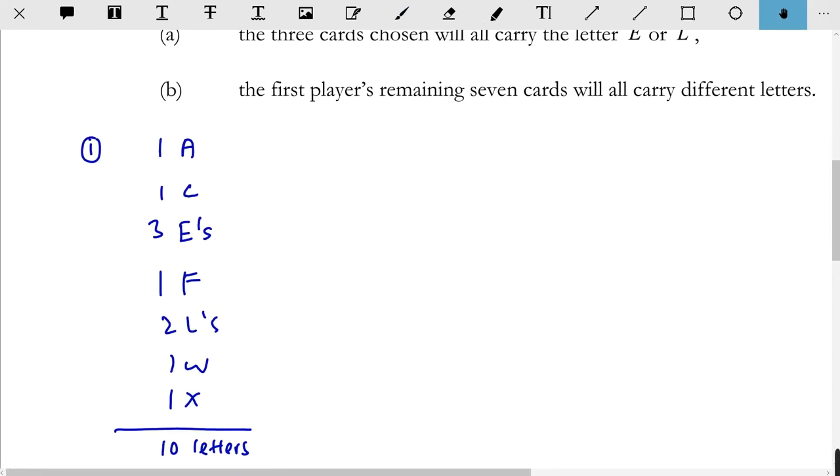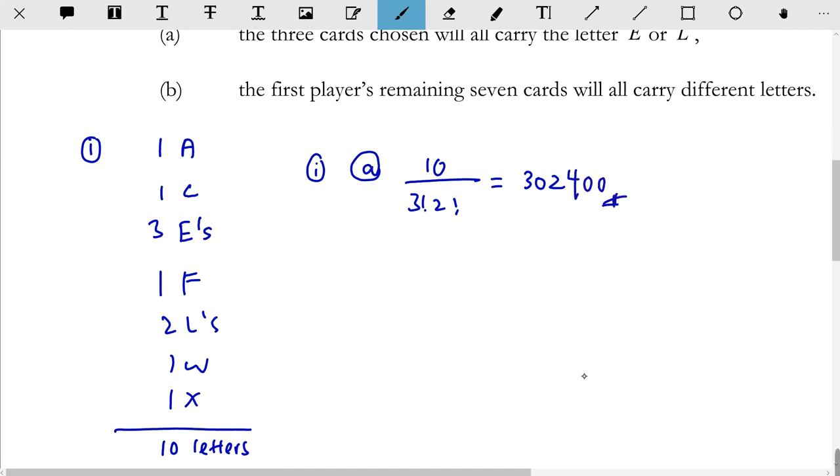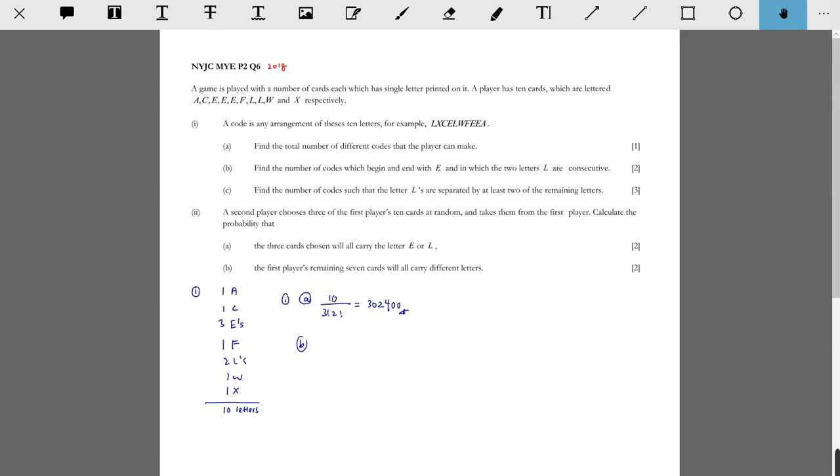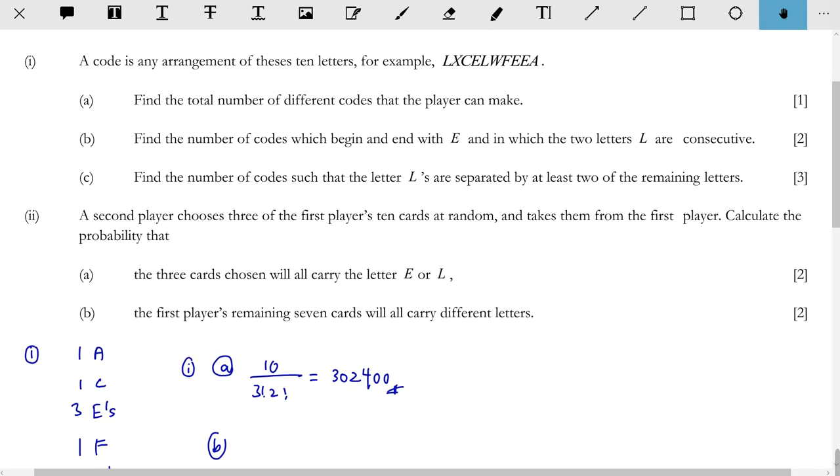Number of different code words they can make, so that's pretty straightforward. Number of code words would just be 10 letters divided by 2 factorial, 3 factorial and 2 factorial. This will give you 302400.